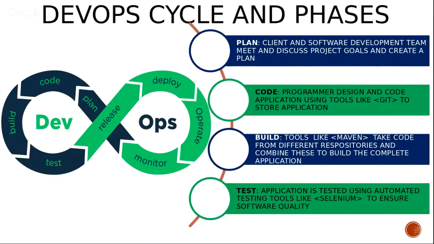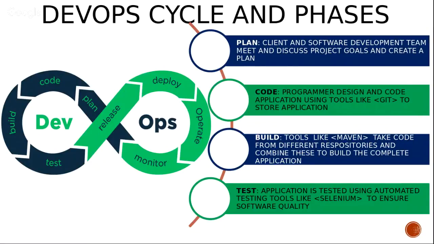The first phase of the DevOps cycle is the plan phase. This involves the client and the developers, just as every product initiation has to start. The client, the user, or whoever needs the product has to meet the developers and tell them what he needs. The next stage is the coding stage. This is still on the developers' team. The programmers design and code the application, using tools like Git to store the application. Most of our programmers here use Git already, so we are familiar with how Git works.